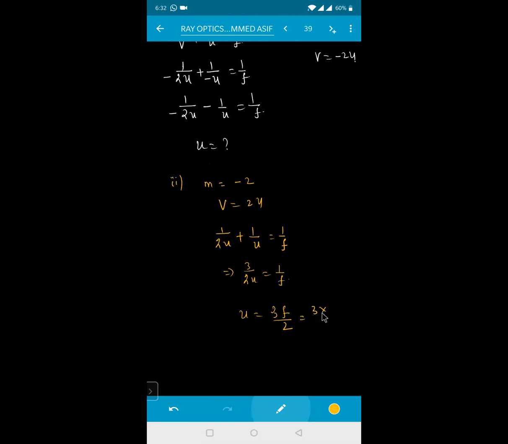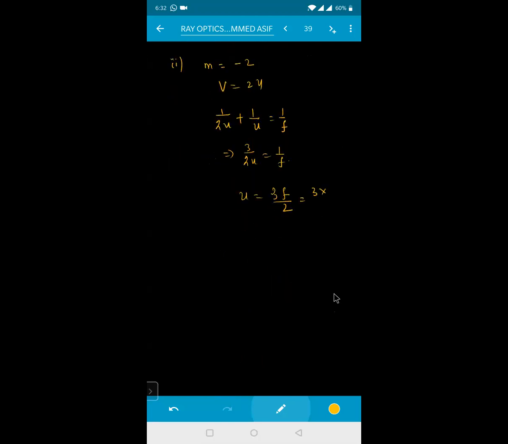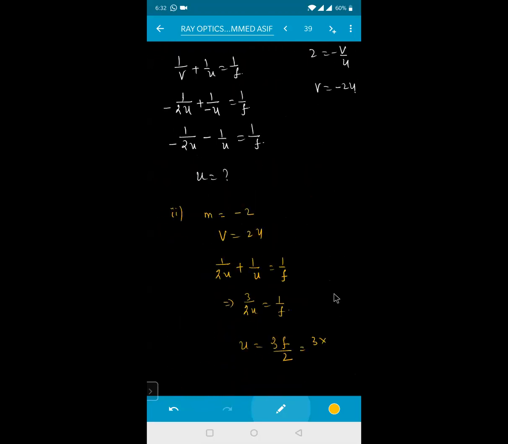This is a 3. Focal length is how much is given? The focal length is given to me as 20. So this will be equal to 3 into 20 divided by 2. So 2 tens are 20... that means this will come out to be 30 centimeters.